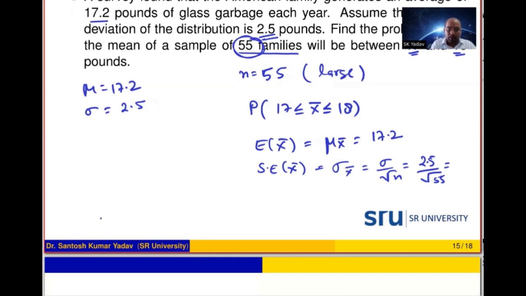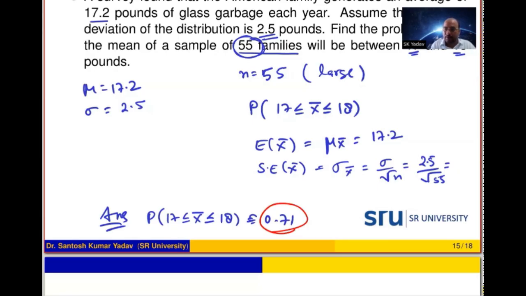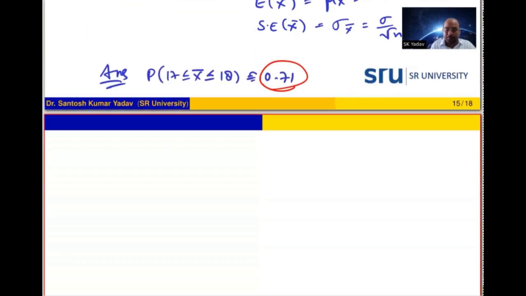And your answer here is the probability of 17 less than or equal to x bar less than or equal to 18 is equal to around 0.71. So I'm not solving it here. You can try yourself and find out this probability.